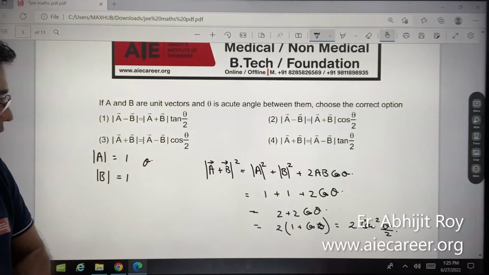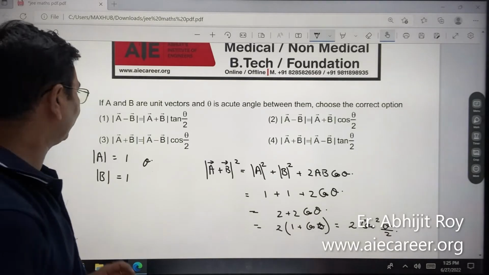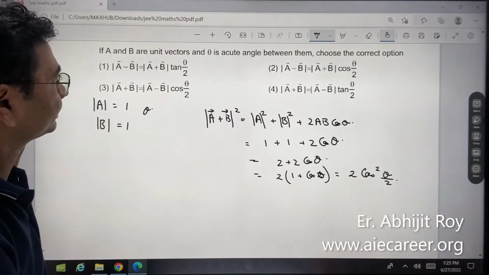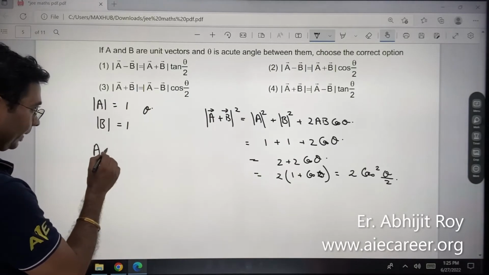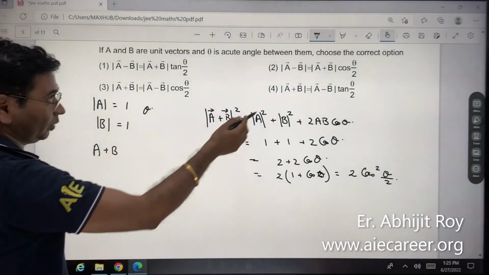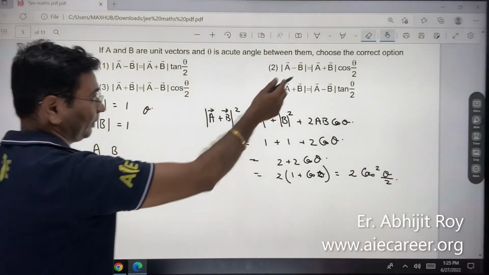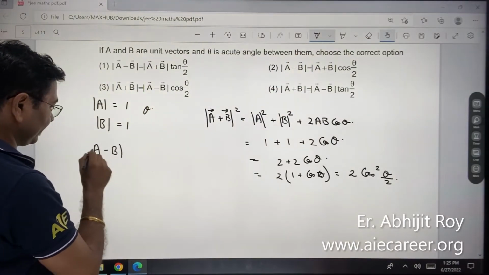Fine. And what about minus, which could be done exactly the same way. Let us perform the minus one. Okay, तो चलिए minus वाला करते हैं. So A plus B का वो minus का लेंगे हम. So let's take this as minus.